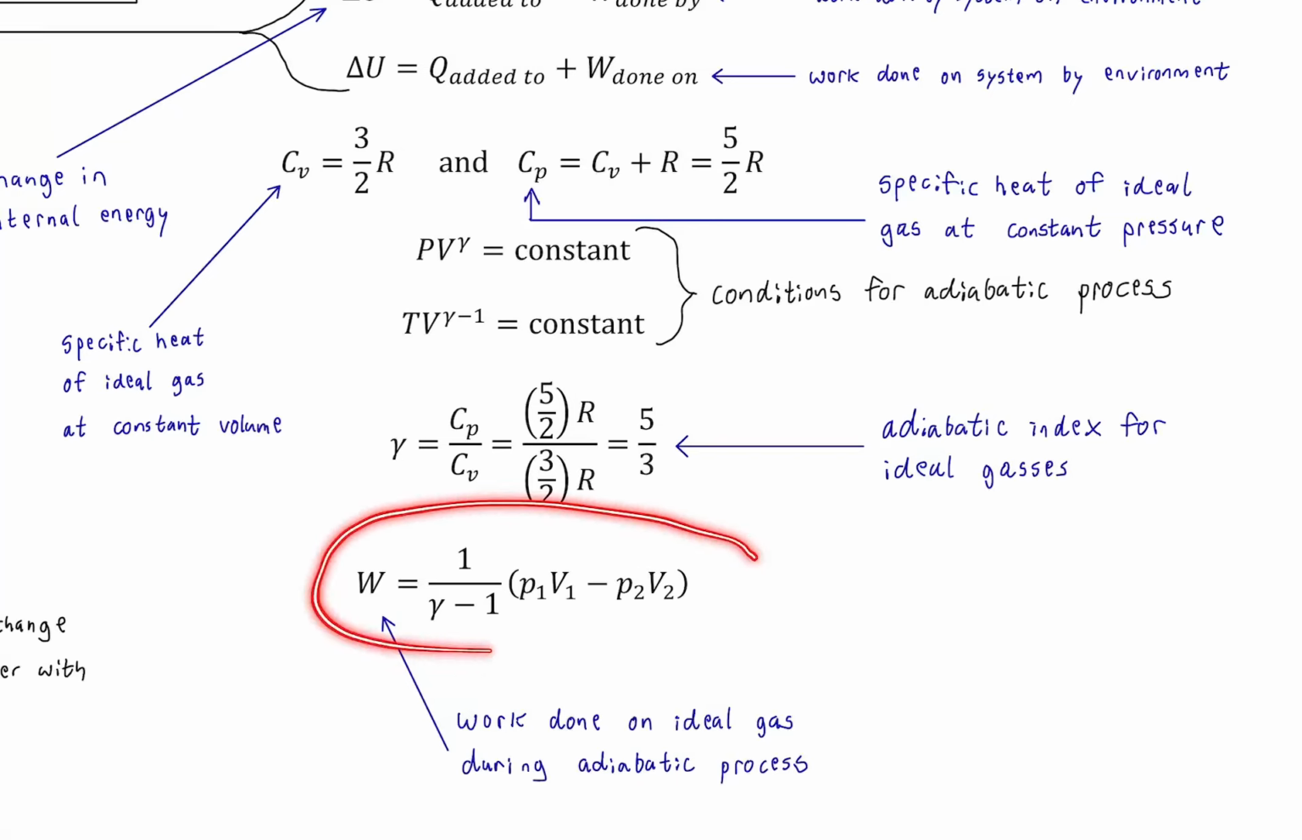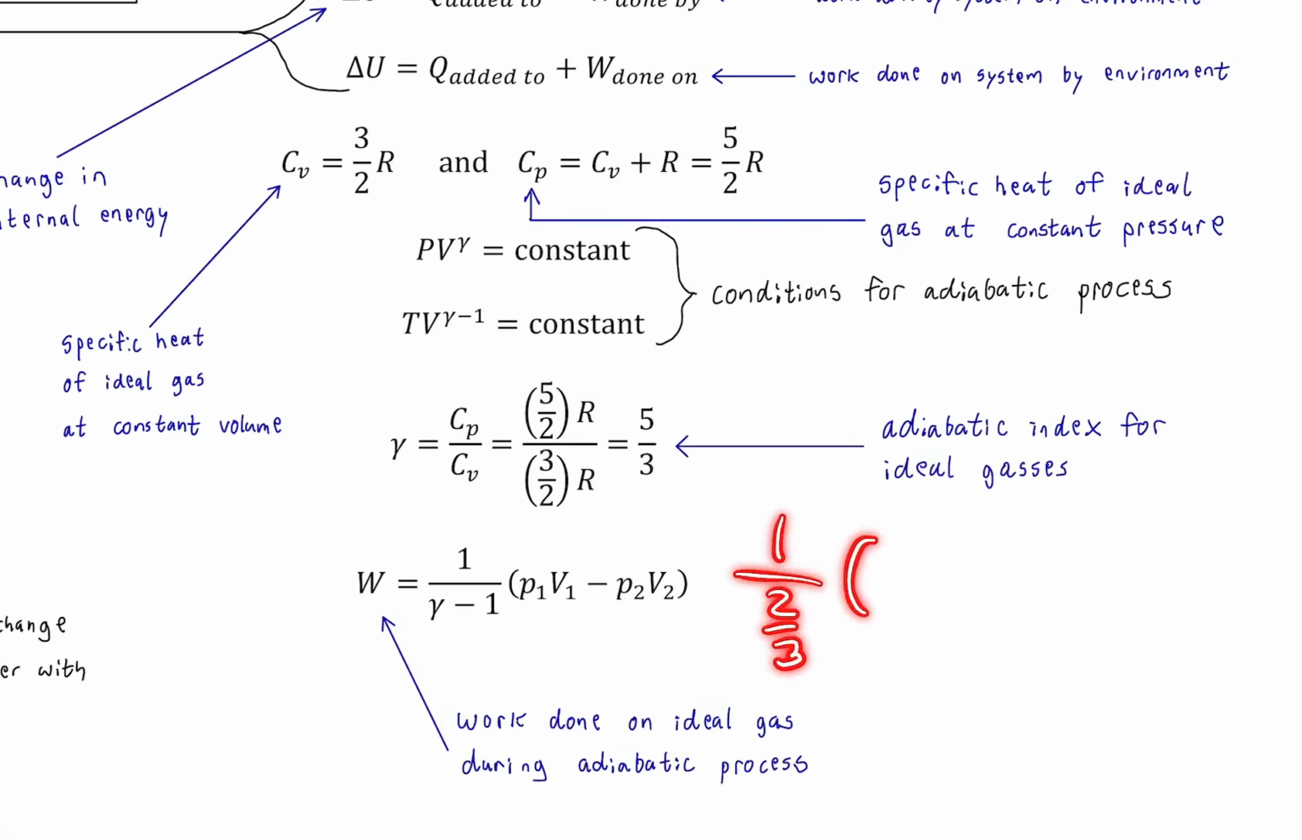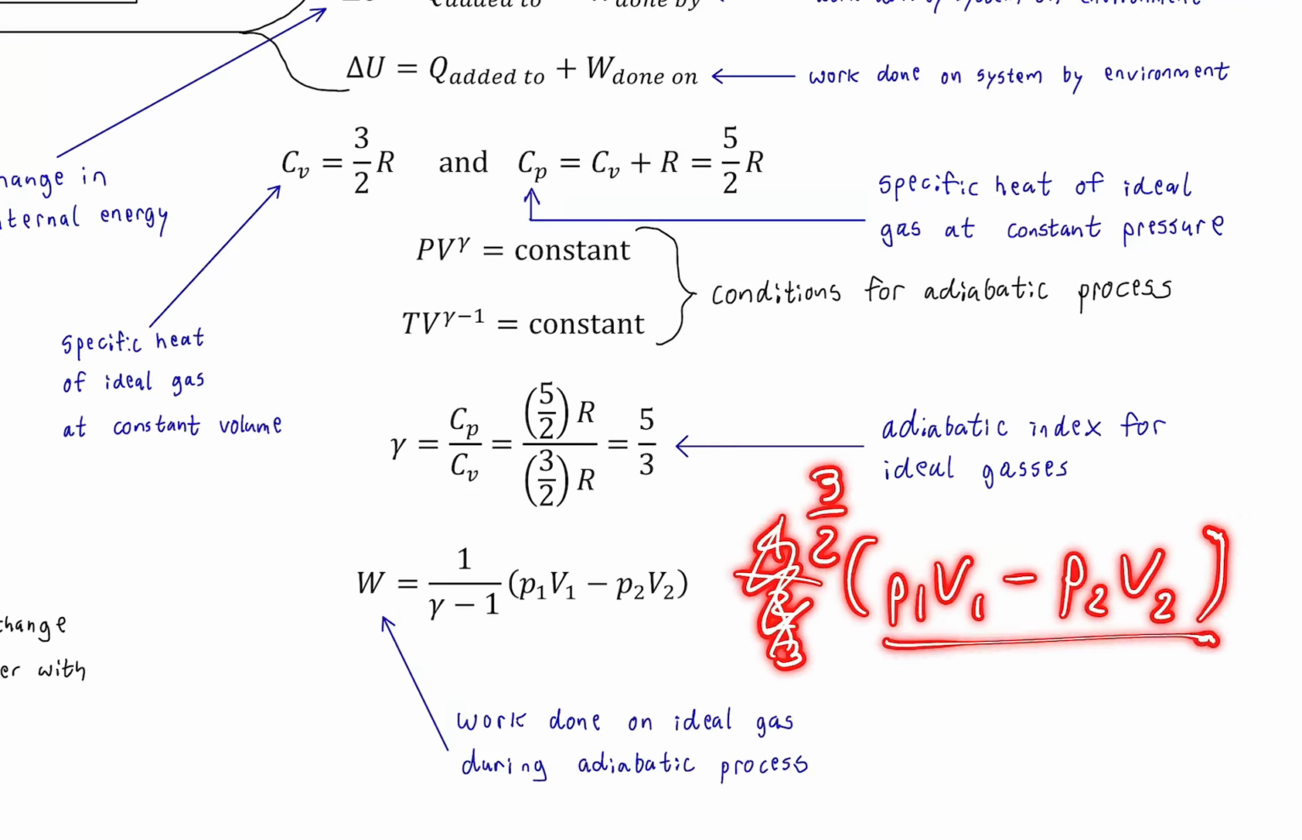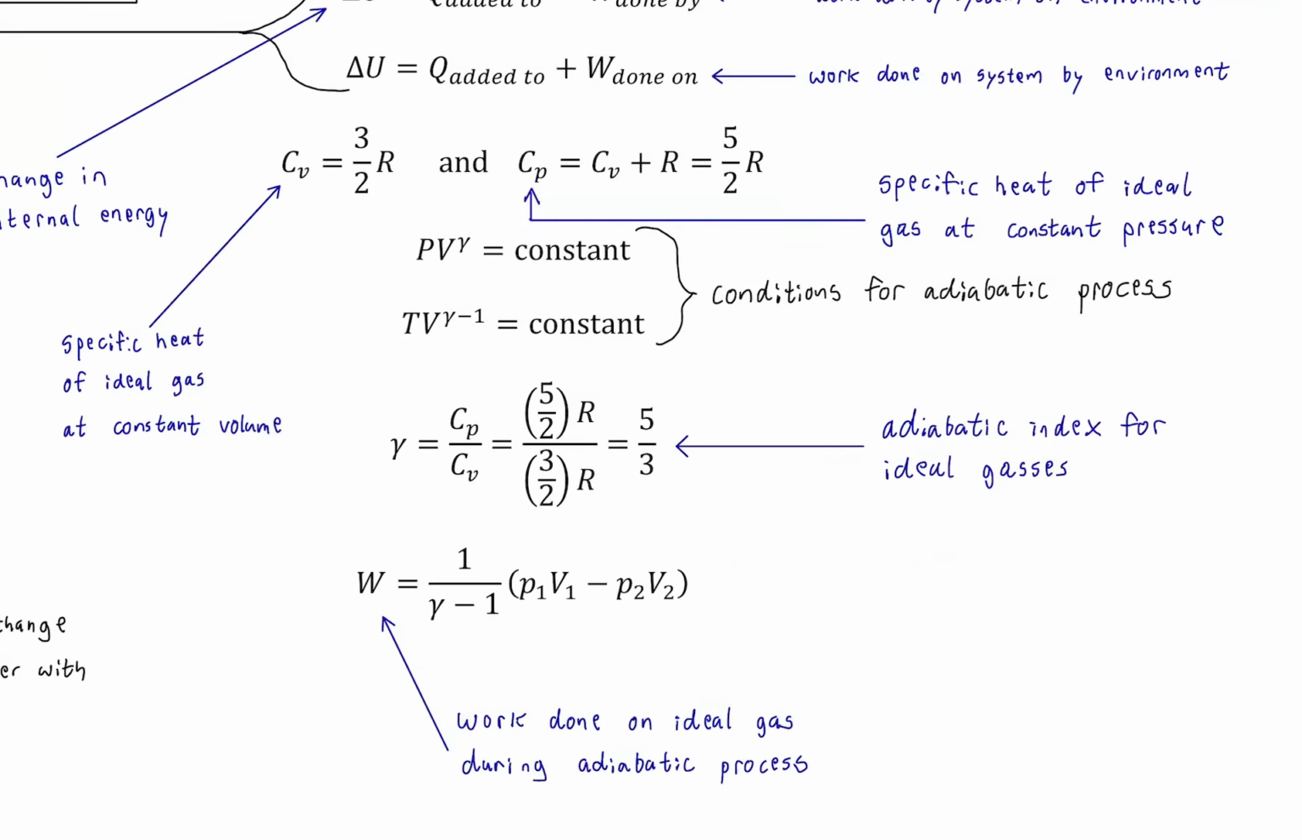So this is one of our more unusual work formulas, but it ends up being pretty easy to calculate because it's just 1 over gamma minus 1. Remember, gamma is just 5/3, so then this would just be 1 over 2/3 times P1 V1 minus P2 V2. And then you can even clean up even more and take the reciprocal of 2/3, which just becomes 3 halves. And so then this just becomes 3 halves times the difference in the products of pressure and volume. Okay, so that's the work done on an ideal gas during an adiabatic process.